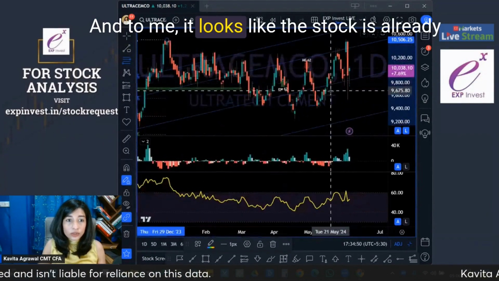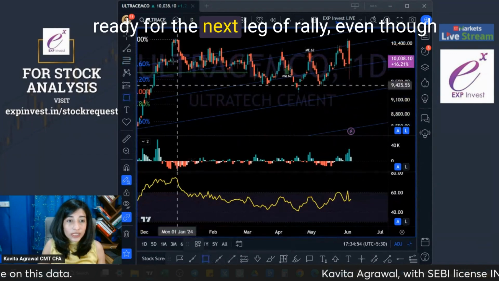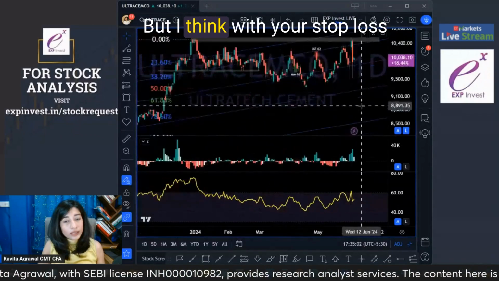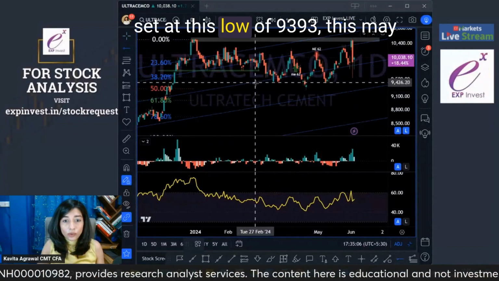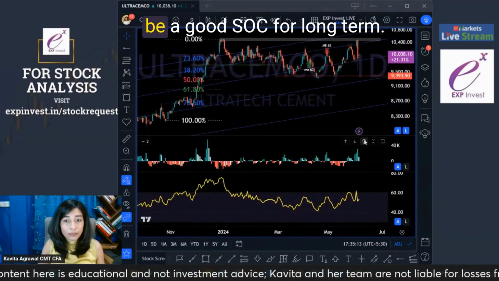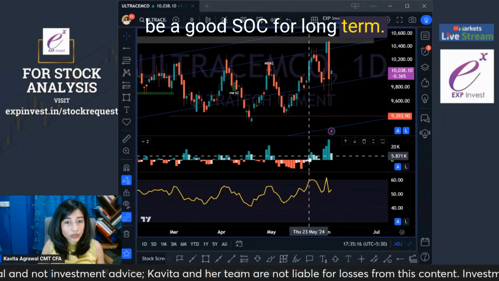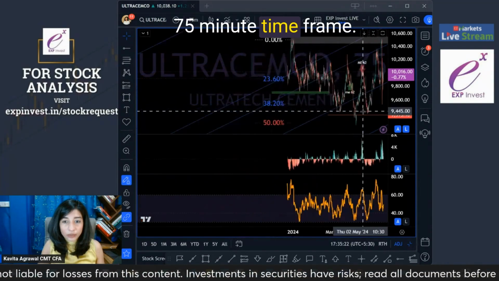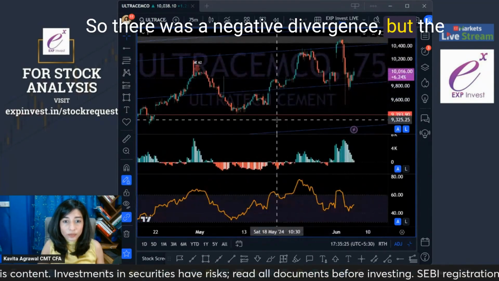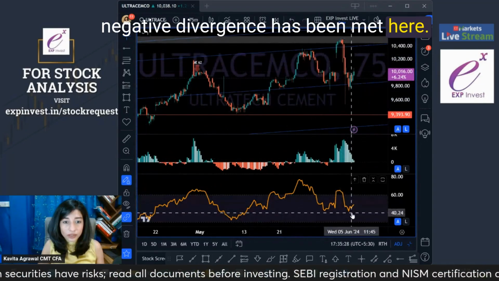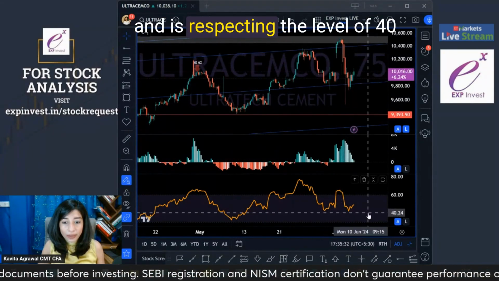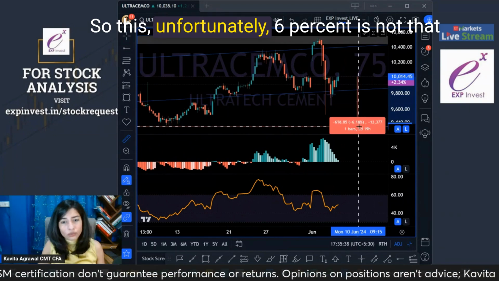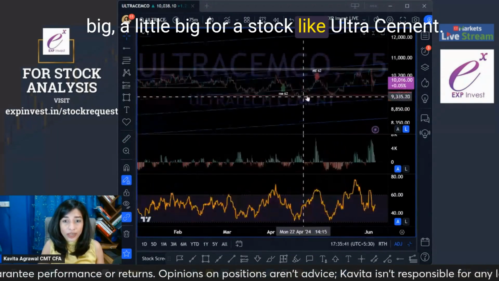And to me, it looks like the stock is already ready for the next leg of rally, even though it has taken strong resistance over there. But I think with your stop loss set at this low of 93.93, this may be a good stock for the long term. Wait, do I want to bite my words there? Because let's look at the 75-minute time frame. So there was a negative divergence, but the negative divergence has been met here. The stock has gone back to the bull range and is respecting the level of 40 despite overall weakness in the market. So this, unfortunately, 6% is a little big for a stock like Ultra Cement.